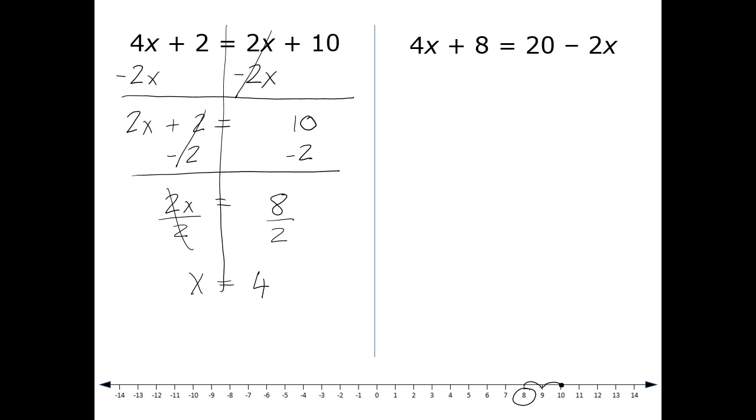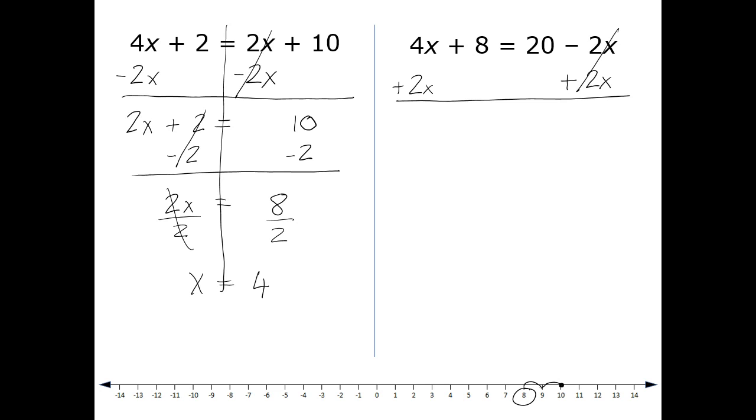Let's do now the problem on the right. Again, I'm going to get rid of the x's on one side of the equal sign. So I'm going to get rid of this negative 2x that I have here, or minus 2x that's subtracting. So to do that, I'm going to put the opposite. I have to put plus 2x. And if I put plus 2x on one side, I have to put the same thing on the other side. Okay?